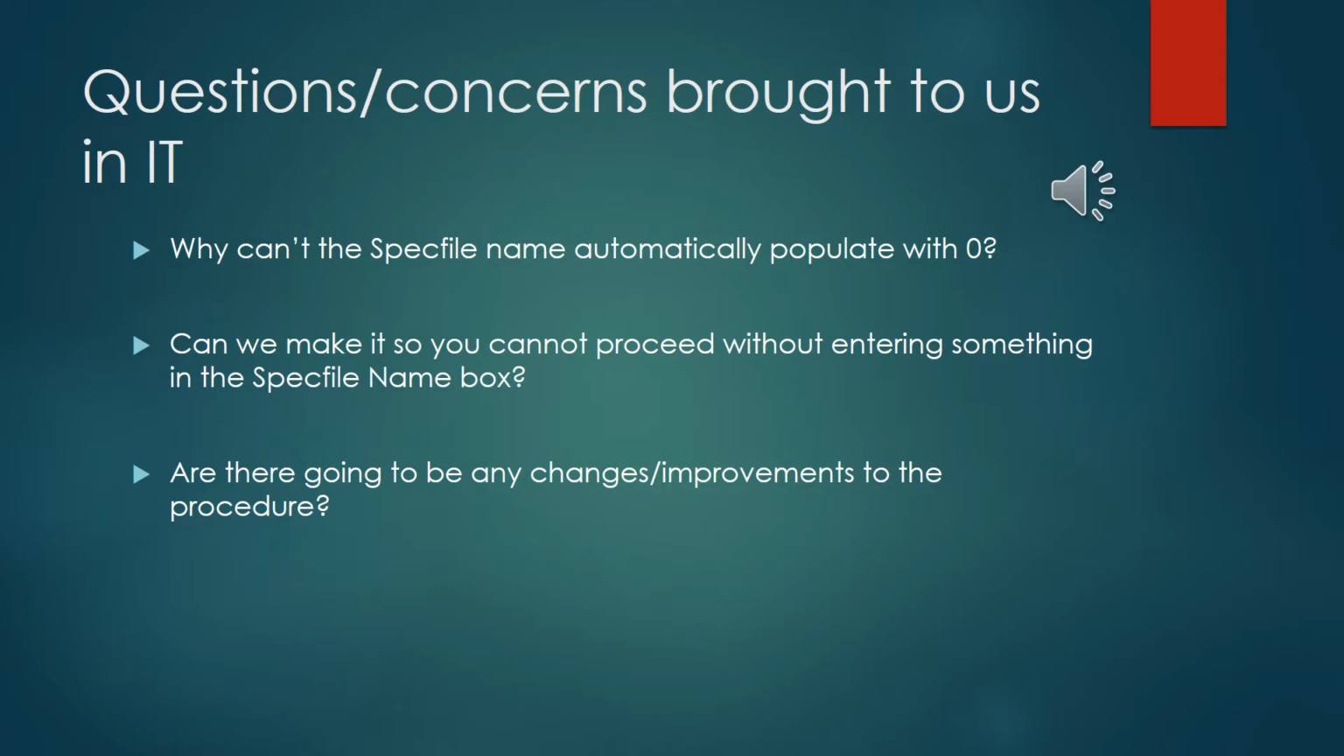So like I said at the beginning, I'm in IT now, but I was a teller for 3 years before that, so I understand all of your guys' worries. I just wanted to give a couple of the questions and concerns that have been brought to us in IT. Why can't the spec file name automatically populate with 0? It's a very good question. The problem is that the RG procedure opens any spec file name. This procedure, check cashing, is not the only procedure that uses the RG string, so there are multiple other spec files that you can open with that field, so we can't automatically populate it with one name over the other.